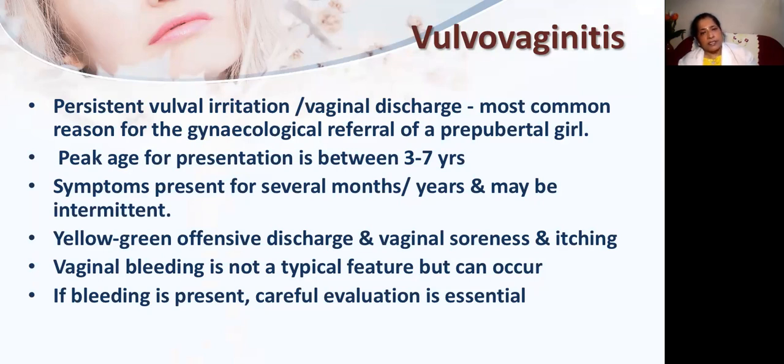Symptoms may present for several months or years and may be intermittent. She may have a yellowish green offensive discharge, which may cause vaginal soreness and vulval itching. Vaginal bleeding is not a typical feature, but still can occur. And if bleeding is present, a careful evaluation is always essential because it could be something else. It could be a foreign body which has been lodged inside for a prolonged period.